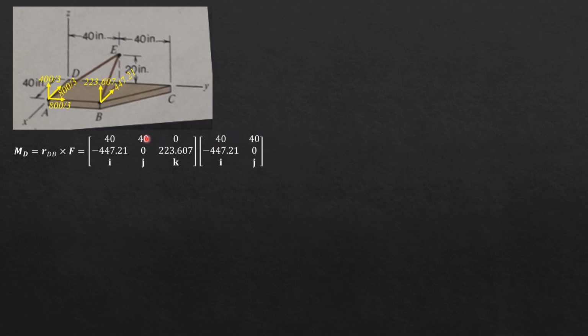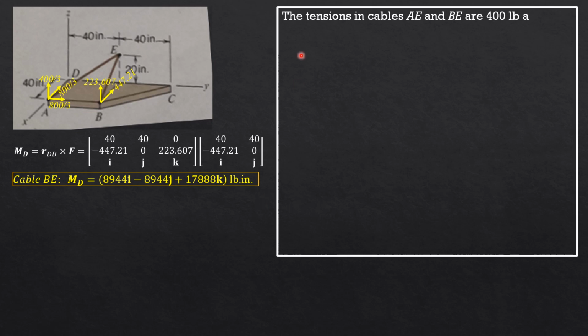So let's check along I, 40 times 223.607 minus 0. So it's the same as before. Then along J, 0, that's 0, minus 223.607 times 40, so it is negative. Then along K, 0, then minus negative, so positive. So for cable BE, moment about D is 8944I minus 8944J plus 17888K. So that's it. Then for your part, this is your problem.